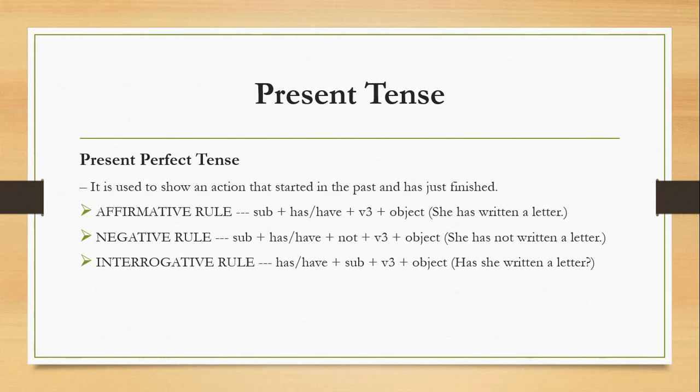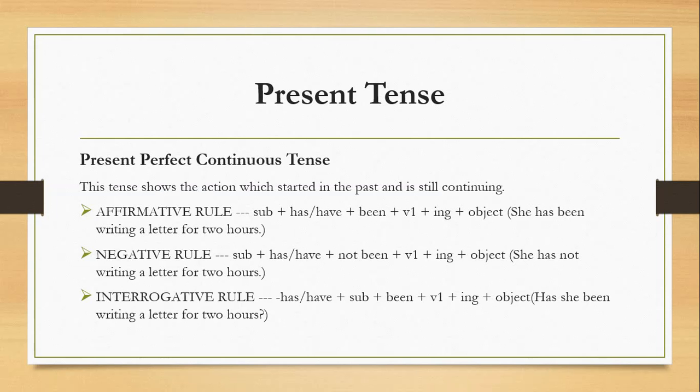Negative, subject plus has or have plus not plus V3 plus object. Example, she has not written a letter. Then comes interrogative, has or have plus subject plus V3 plus object. Has she written a letter?